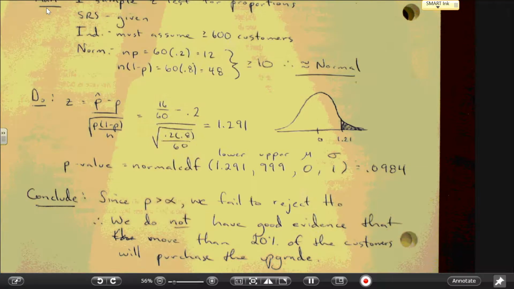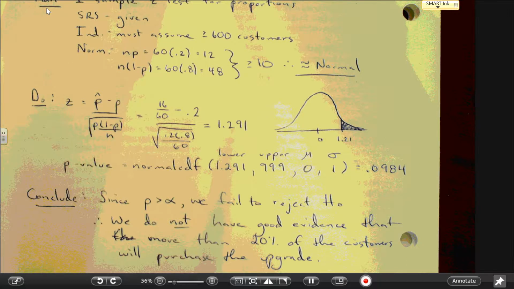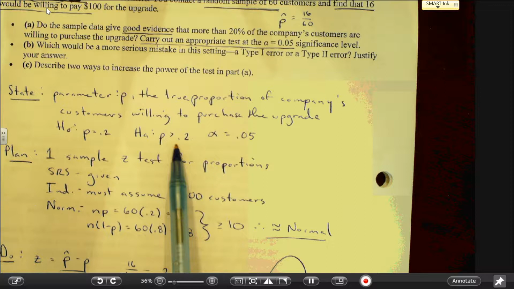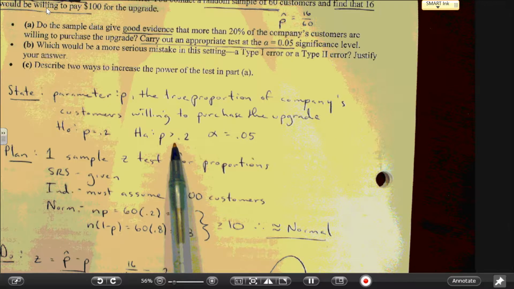All right. The other two questions, it says in B, which would be a more serious mistake, a type 1 or type 2 error? Well, type 1 error is rejecting H0 when H0 is true. So rejecting H0, in this case, what we would say is that we think that the proportion, if I went back up here to my H0 HA, if I reject H0, then I think that the proportion is greater than 0.2, which means that the company is going to go ahead with this upgrade. And they're going to go ahead with the upgrade, and they're not going to have enough people to support it. So therefore, the company's going to lose money.